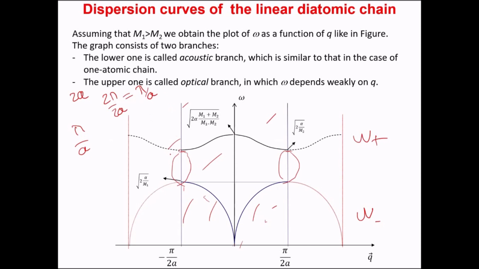Và như vậy thì vùng Brillouin cũng sẽ là từ trừ pi trên 2a đến pi trên 2a thôi, bởi vì bây giờ hằng số mạng đảo là pi trên a. Ở đây từ trừ pi trên 2a đến pi trên 2a là vùng Brillouin thứ nhất, đúng không ạ? Như vậy thì một lần nữa chúng ta thấy các trạng thái dao động omega theo Q cũng nằm trong vùng thứ nhất.